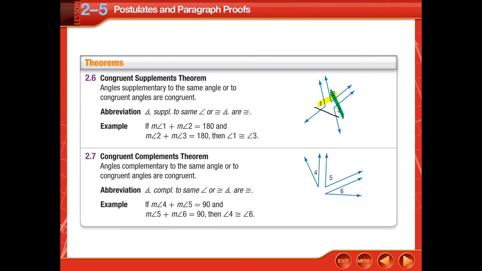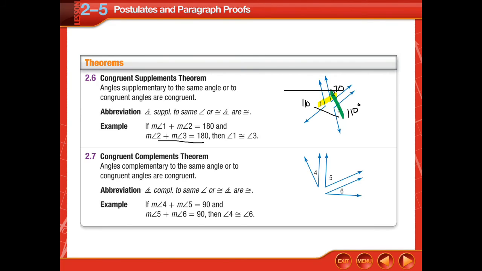And it makes sense if we think about it. If angle 1 is 110 degrees, and these two are supplementary, then we know that angle 2 is 70. If angle 2 is 70, and angle 2 and angle 3 add up to 180 degrees, then that makes this 110 degrees, and therefore they are equal.